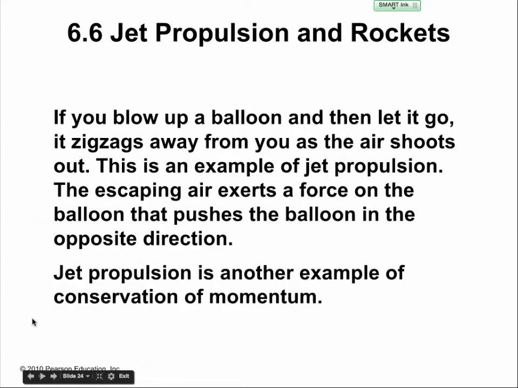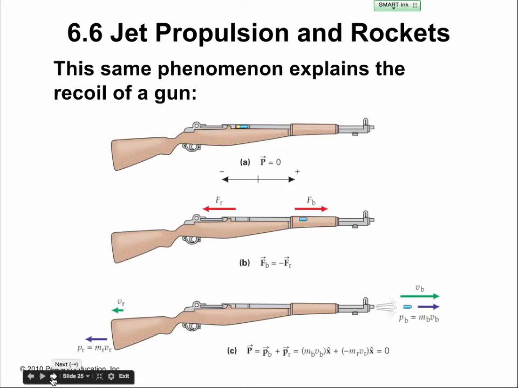Lastly, because momentum is conserved, this is how jet propulsion and rockets work. If I fire a bunch of particles downward and it hits the Earth and the Earth won't move, the Earth pushes back up on the object and it causes a rocket to propel. This is all based on conservation of momentum. Because the Earth is so much larger than the particles, it causes it to propel.